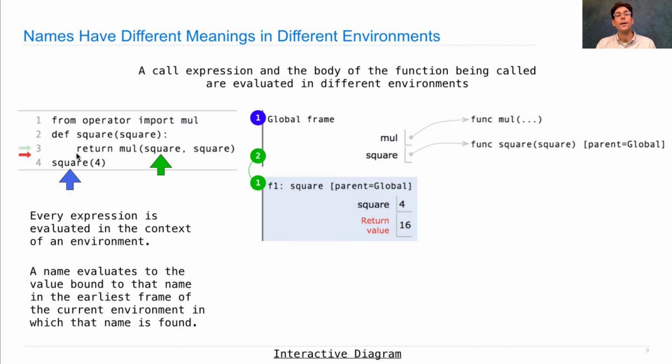And so it's always going to be executed in an environment that starts with a square frame, because we create this frame and then we execute the body. So this square is evaluated in an environment that starts with f1 followed by the global frame. But when we go looking for what square means, we always look in f1 first. There it is, and we found 4. So we never find this binding because we're only interested in the earliest frame of the current environment.